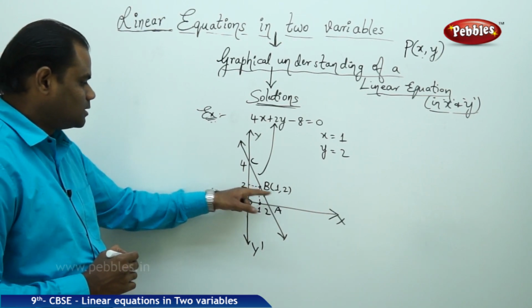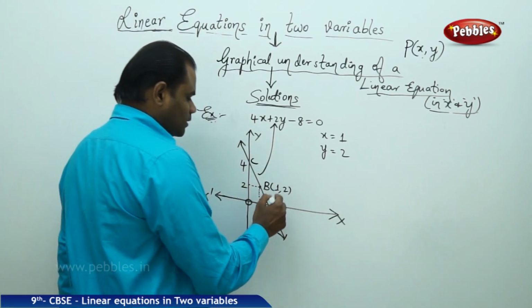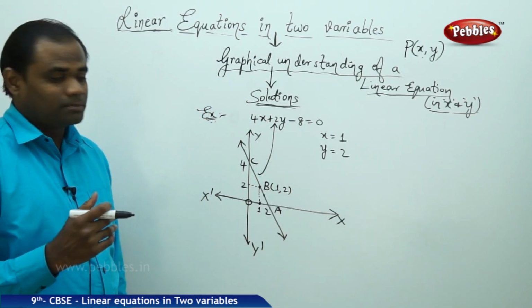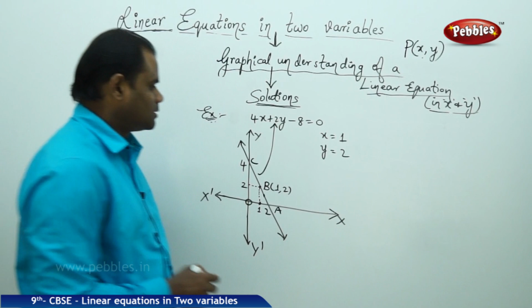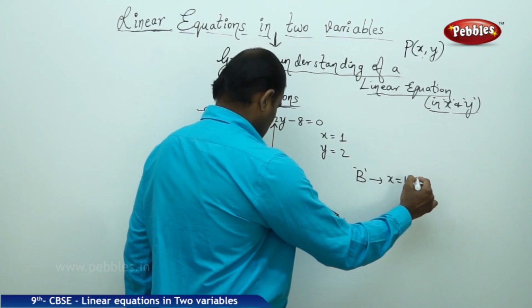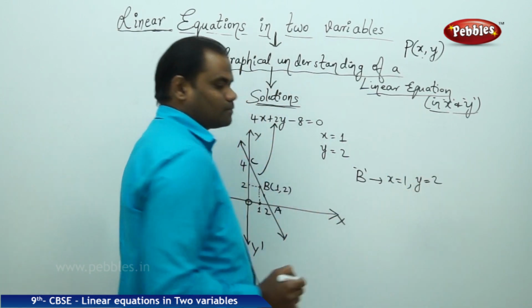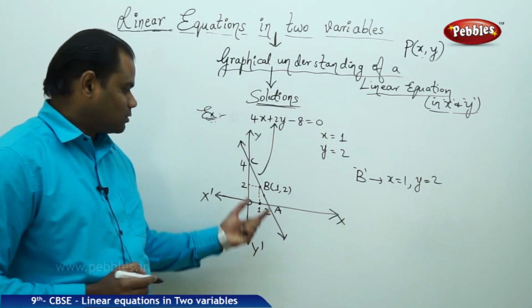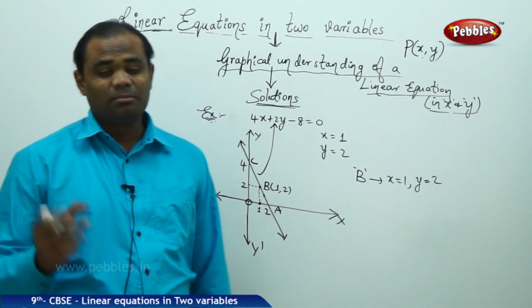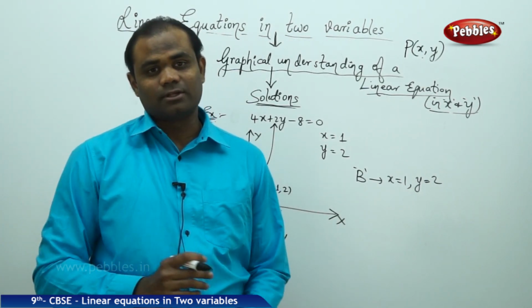So let's see how we can find the solutions. One of the solutions identified to be B is with x equals 1 and y equals 2. So one of the solutions is x equals 1 and y equals 2.